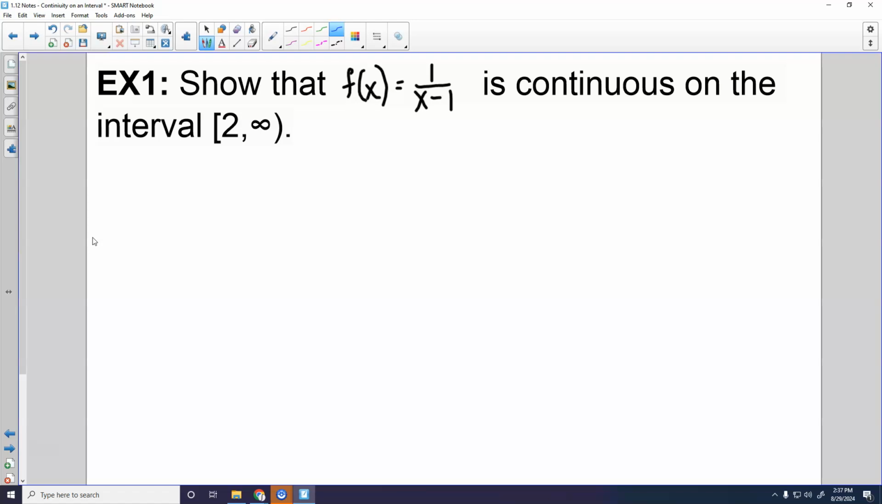We are supposed to, for example 1, show that f of x is continuous on the interval from 2 to infinity. Okay, so what are your ideas? How can we show this? We're going to have to write things out here to prove that this is continuous on this interval.